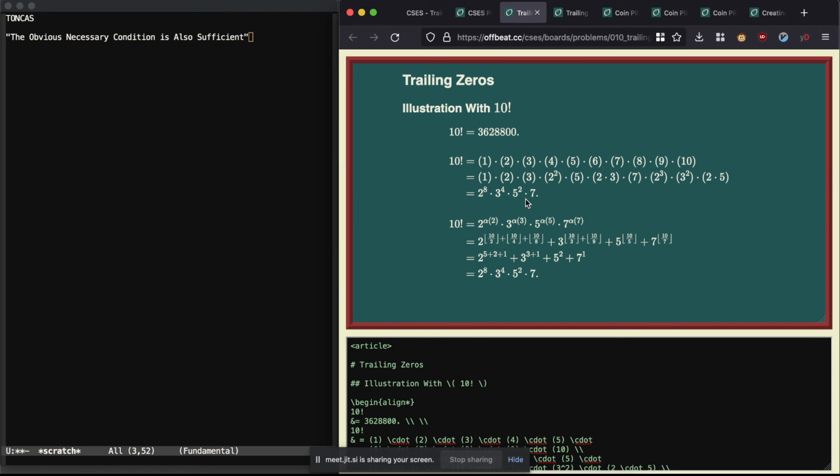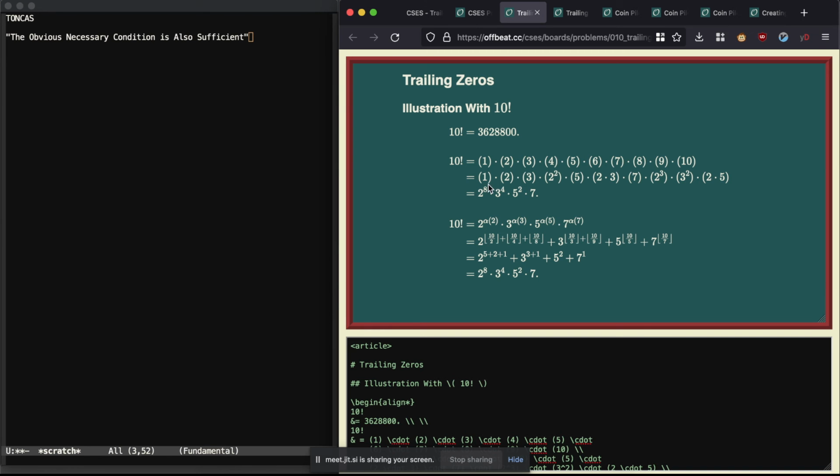And why are we only focused on 5? Why are we not focused on 2? Quite intuitively or visually, we can already see that the power of 2 will be greater than the power of 5. That's easy to see, because there are more multiples of 2 than multiples of 5 in a finite number of factors like this. So if we just focus on the power of 5, that will tell us the number of zeros at the end of 10 factorial. Let us try to find that.